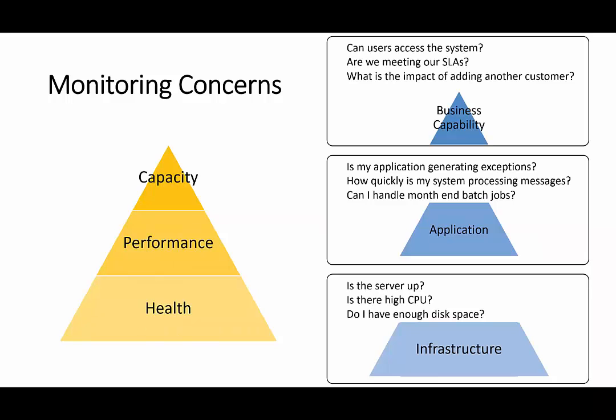And similarly, we can ask a different set of questions to investigate the health, the performance, and the capacity of our business capability. Can users access the system? Are we meeting our service level agreements? And what is the impact of adding another customer? That last question would be particularly applicable in the case of perhaps a software as a service company. So hopefully you can get a view for how each layer of the monitoring area corresponds to multiple layers within the monitoring concern and vice versa. There's a many-to-many relationship here.